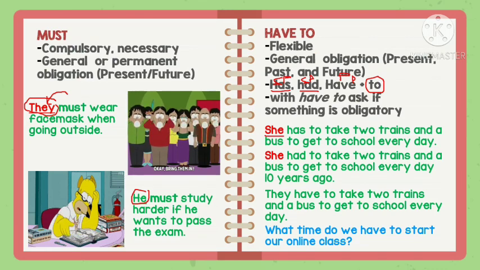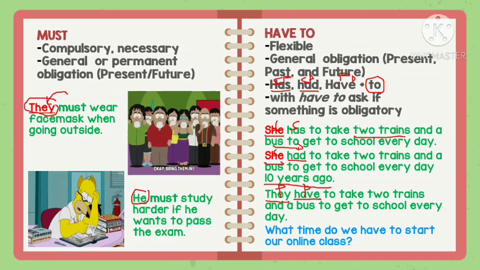Meaning to say the subject, she, doesn't have any other options but to commute through trains and a bus to get to school every day. She is singular, meaning to say we must also use has. Another, she, singular, however, had in the past tense, meaning to say there is a time frame of 10 years ago. Another, they, plural, so meaning to say we have to use plural have.